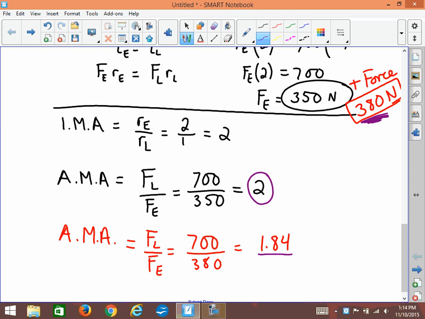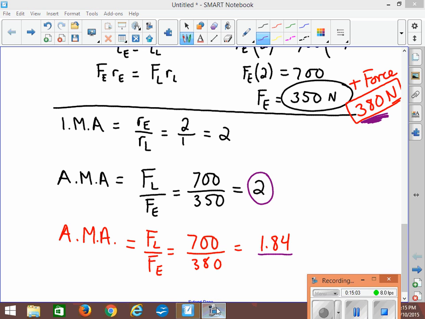Okay, but now you know how to do the actual mechanical advantage and the ideal mechanical advantage for a lever. In the next video, we'll talk about how we do this for other simple machines.